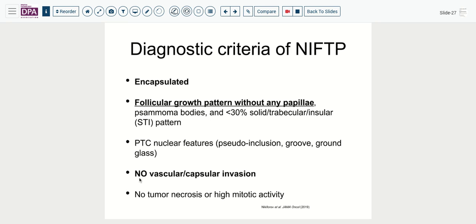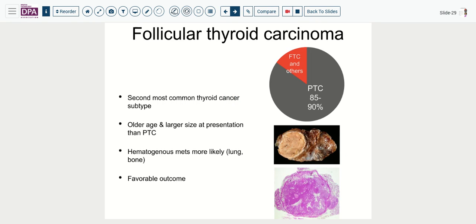But how do we know there's no vascular or capsular invasion? The only way that we really know that is by embedding the entire capsule of a thyroid nodule. So that is the standard of practice in our institution, and one that I recommend if you're going to avoid overcalling these as papillary carcinoma and potentially overtreating them, because these are not patients you want to be necessarily giving radioiodine or even completion thyroidectomies.